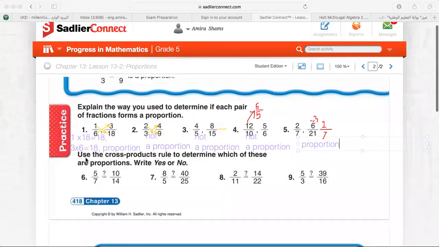Here it asks me to use the cross product rule to determine which of these are proportions. It is a must to use the cross product rule, so I'm going to use it. Can I say the first one? Yes, Sarah. Yes, teacher. Crossing, 7 multiplied by 10 is 70 and 5 multiplied by 14 is 70. So it is yes, a proportion. I'm going to write yes.